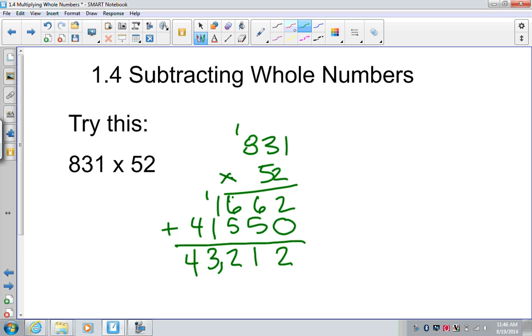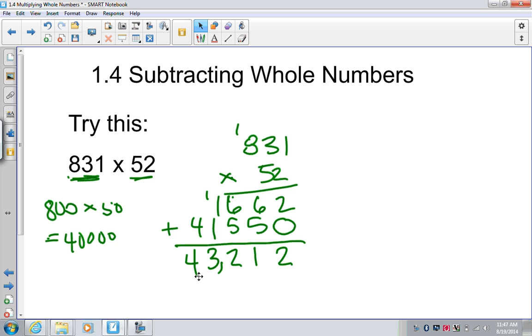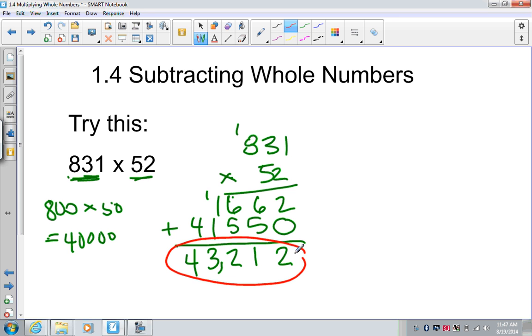Now again, we question ourselves and just double check to make sure that's reasonable. If I round 831 to 800, and I round 52 to 50, and I multiply 800 times 50, that should equal 40,000. And if we look at our answer, 43,212 is very close to 40,000. So we are correct in our math, and our answer of 43,212 is perfect.